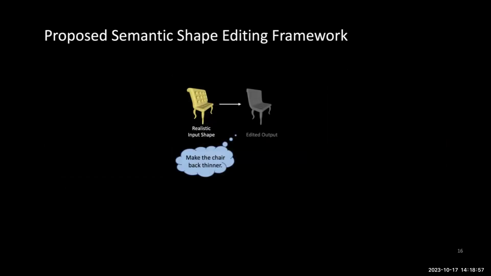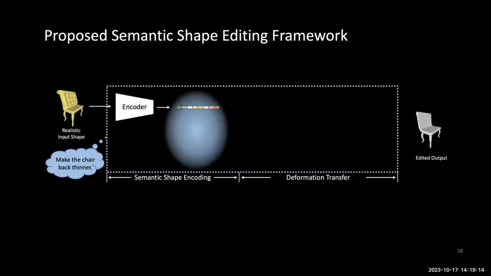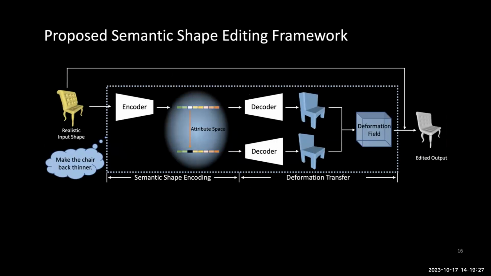So what does our framework look like? Given an input shape on the left, the yellow shape, our goal is to make the chair back thinner, with the desired shape on the right. To achieve this, our framework is composed of two steps. First is semantic shape encoding, the second is deformation transfer. We first encode the shape attributes into latent space, and we perform the editing in the latent space, and then decode it back to a synthetic shape. The difference between the synthetic shapes defines the deformation field that can guide the deformation of any arbitrary input 3D shape.